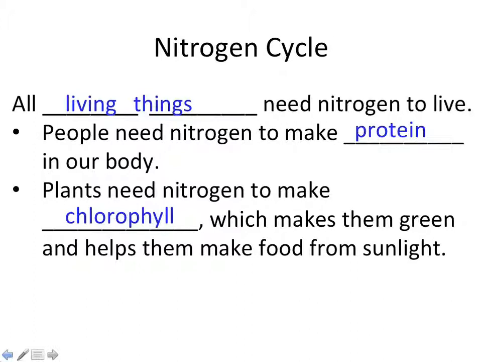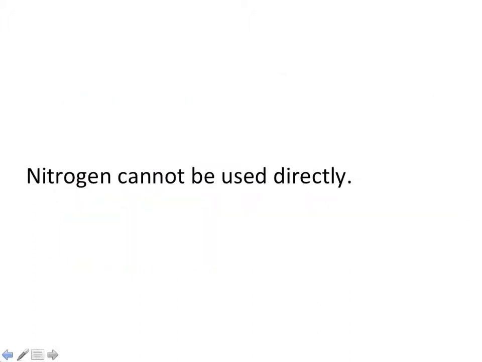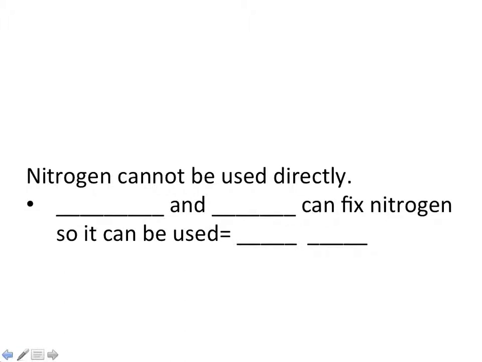Liliana, look at Elena's. All right, nitrogen cannot be used directly, which means we can't just take it in directly. It has to go through a process. So blank and blank can fix nitrogen so it can be used. What are those things that can fix nitrogen? Lightning and bacteria can fix nitrogen so it can be used. This process of fixing nitrogen is called nitrogen fixation. Very good.